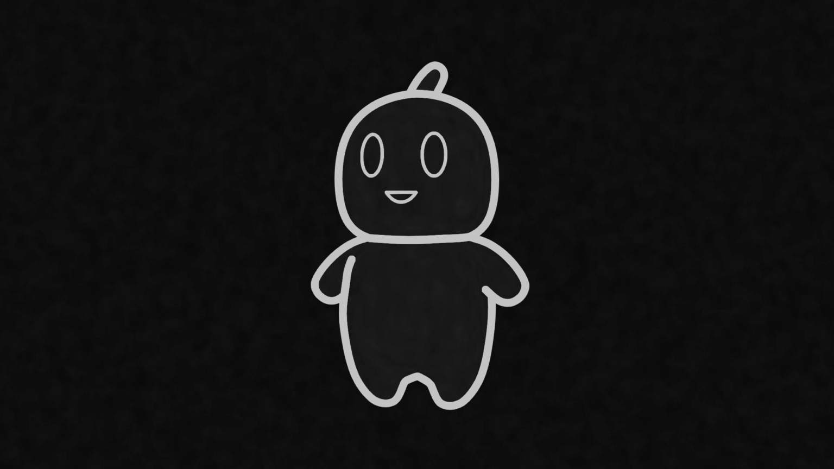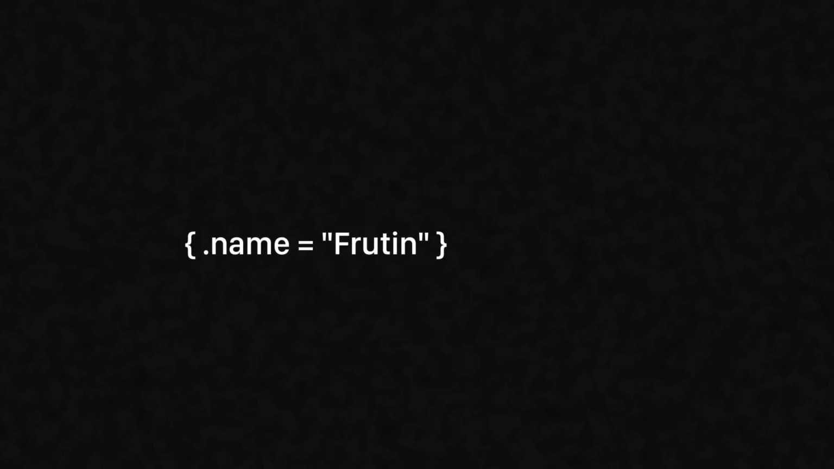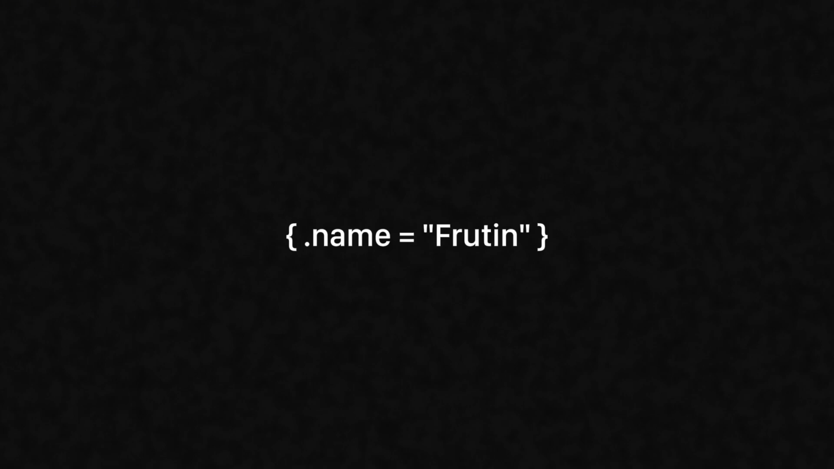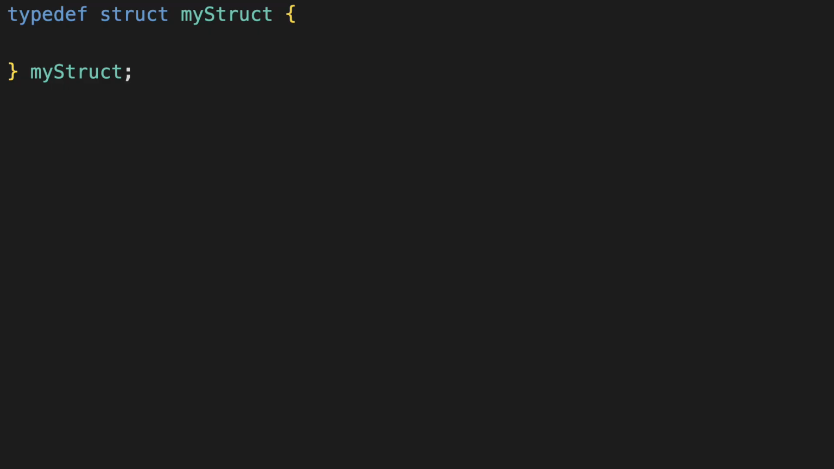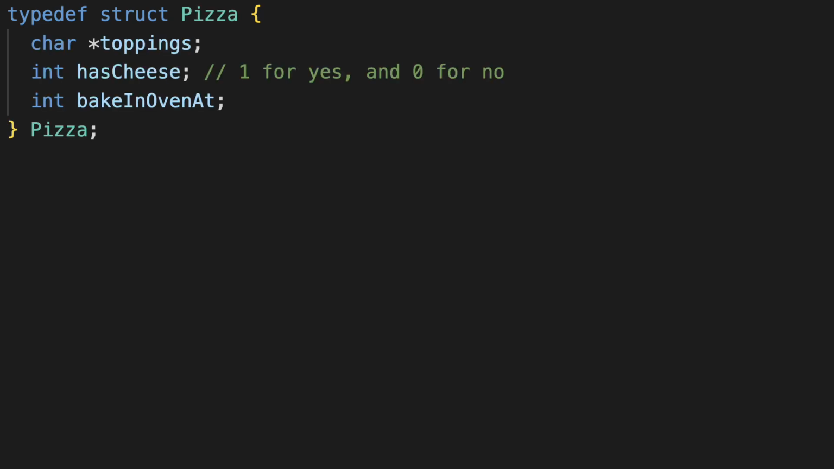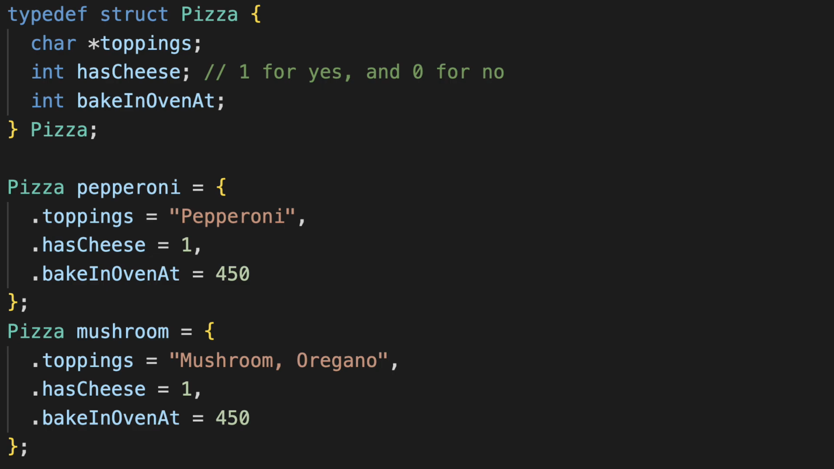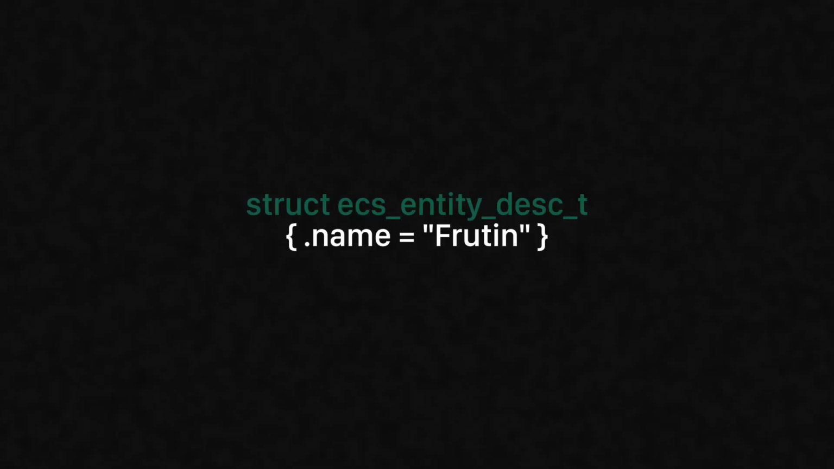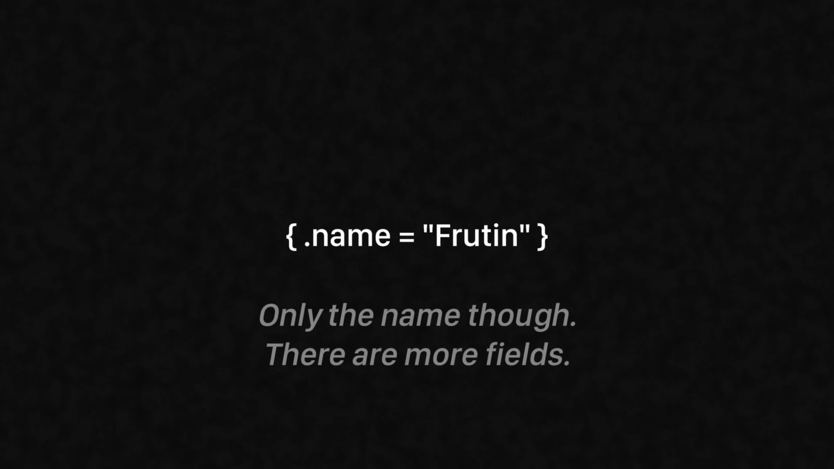I don't want to overwhelm you already, so let me tell you what I passed in. This is a struct. Structs are interesting because we can build them however we want. This is how we define one, and if we make one for pizza, it might look like this. This is how we initialize them after that. This is the same thing, but instead of a pizza, it's an entity.